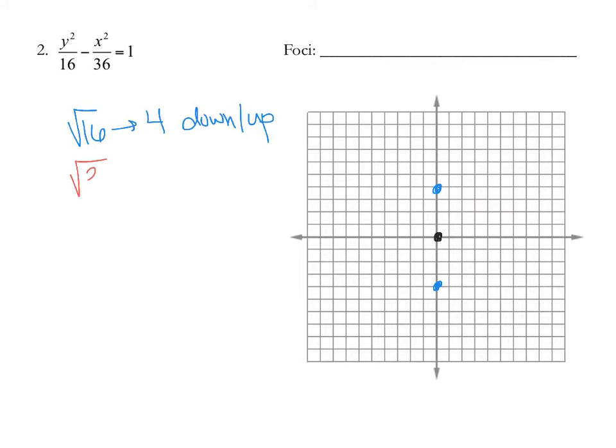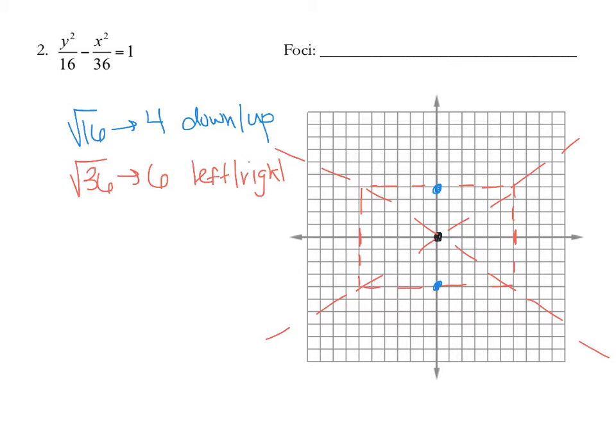And then if I do the square root of the next denominator, that's going to be 6, but x is on the top, so that tells me I'm going left and right 6. Those are not going to be dots, that's going to be a dash. So first one dot, second one dash, and then you're going to make this box that goes through those points that we've laid down. And then I'm going to go ahead and draw in the asymptotes, so you know where we're being confined to when we draw the hyperbola. So try and draw nice straight lines through the corners is what you're aiming for.